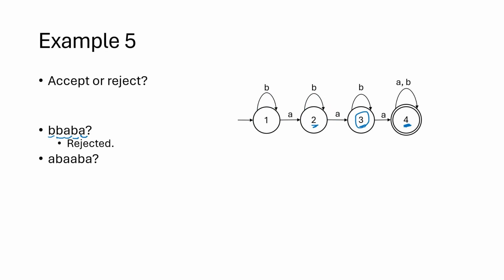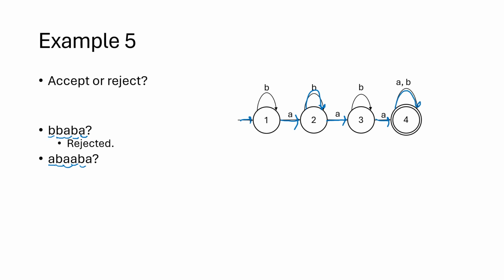The next example, A, B, A, B, A. So let's start over. Starting from the initial state, the first symbol from the input is A, which takes me to state number 2. Then I read a B. With a B, I stay where I am. Then another A, which takes me from state 2 to state 3. Then another A, which takes me to state number 4. And then a B.